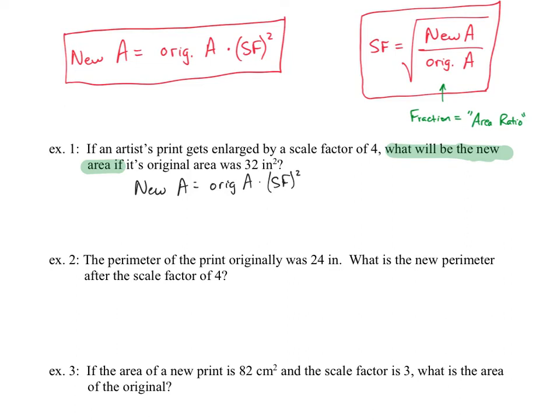All right, so the original A is 32. Next part about writing the equation is now you can just plug and chug. Original area is 32. Scale factor is 4, so I can put my 4 in there and square it. Now I just type in 32 times 4 squared, and that gives me 512. Technically, this is inches squared here, and the scale factor doesn't have units with it, so it'll be 512 inches squared, or 512 square inches, is the new area.